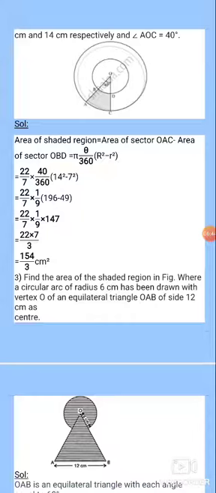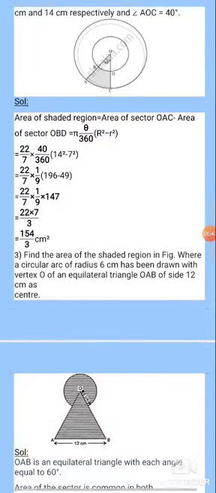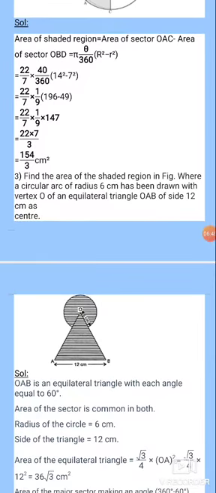What is the equation of area of equilateral triangle? Yes, root 3 by 4 a square. So what is a? The side of the equilateral triangle is 12. So root 3 by 4 into 12 square. So 12 into 12, 12 and 4 are cancelled.